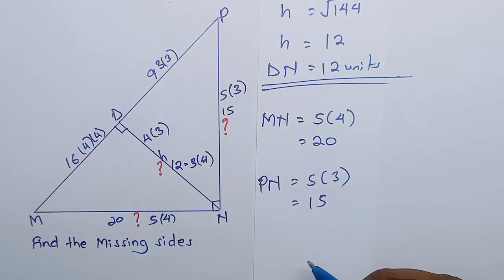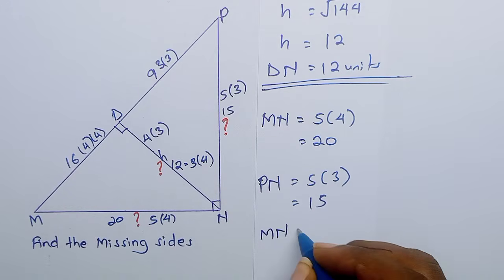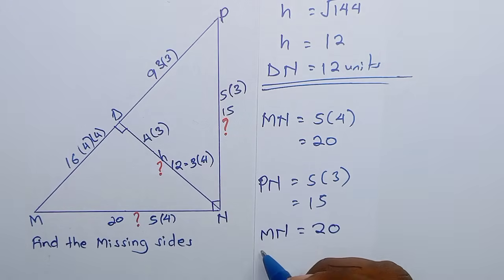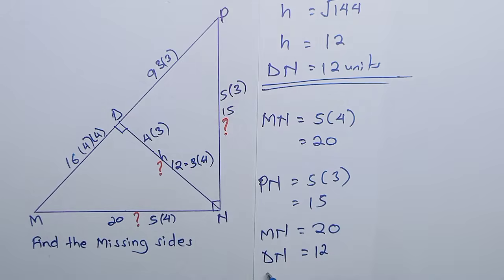So we have been able to figure out all our missing sides. Side MN is 20 units. Side DN is 12 units. And side PN is 15 units.